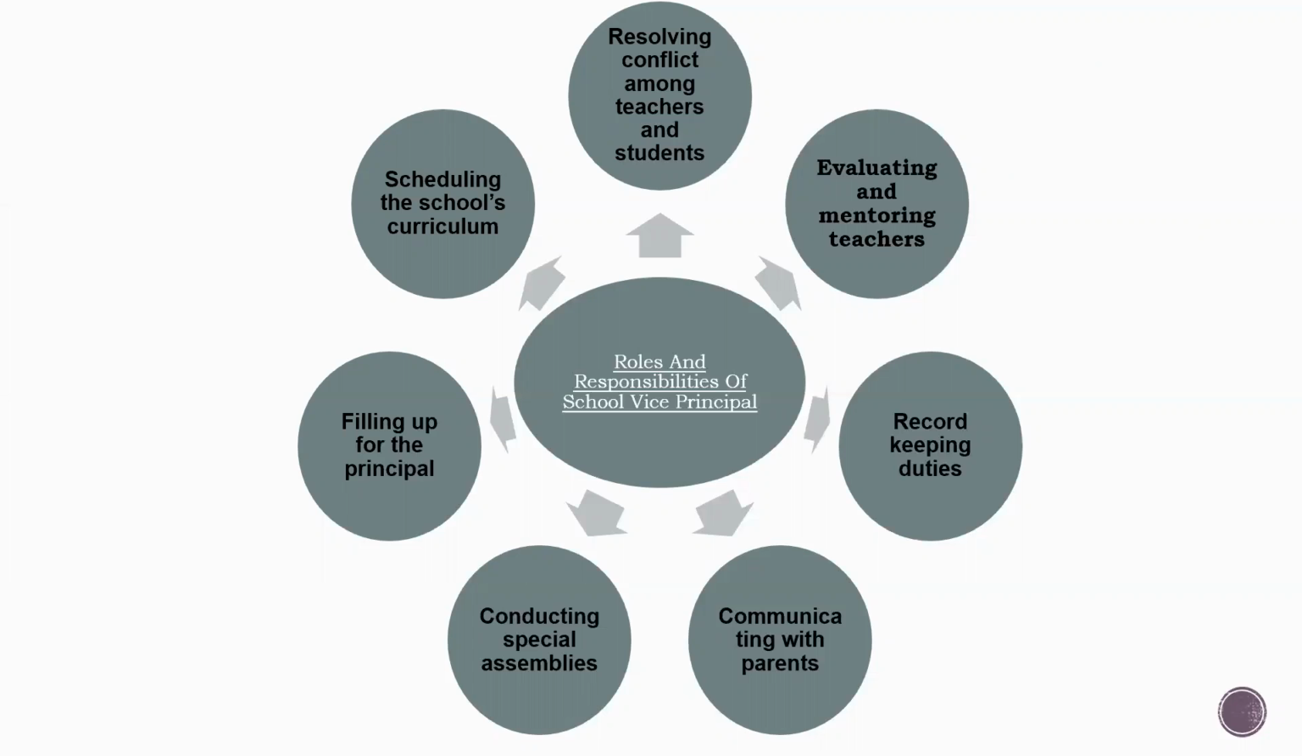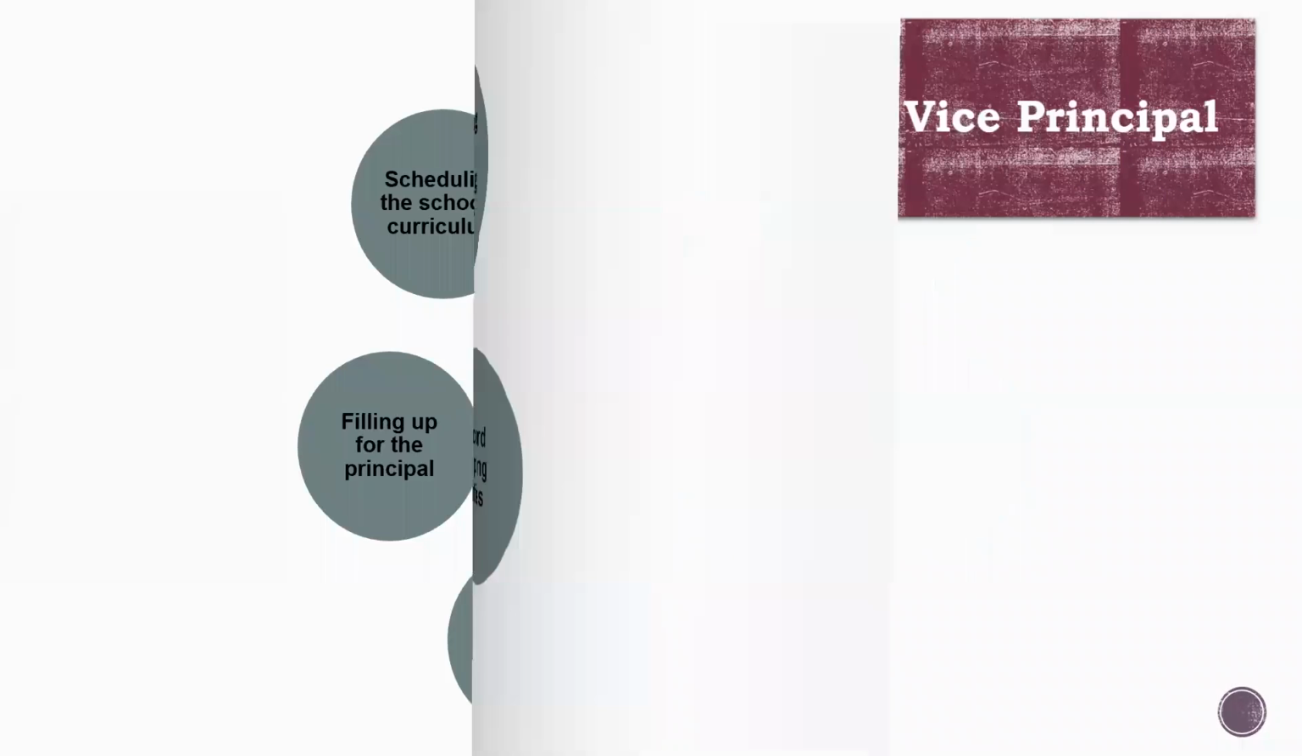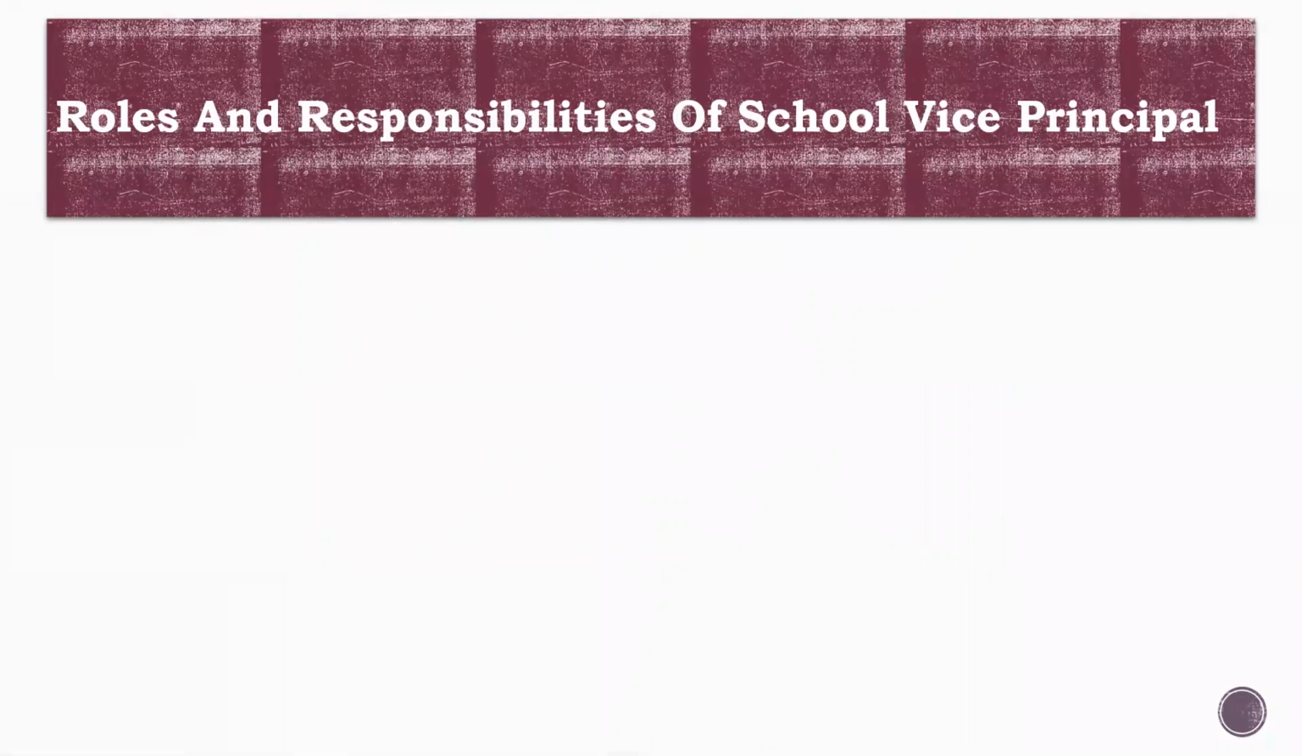The first is resolving conflict among teacher and students. Second is evaluating and mentoring teacher. Third is record keeping duties. Fourth, communicating with parents. Fifth, conducting special assemblies. Sixth, scheduling the school's curriculum. And the seventh is filling up for the principal. Now we'll have a detailed analysis of the above points.